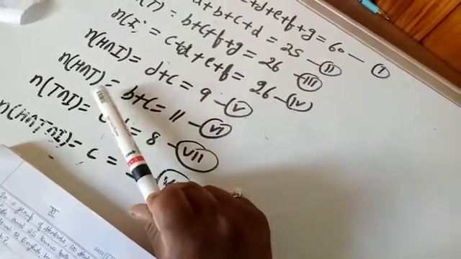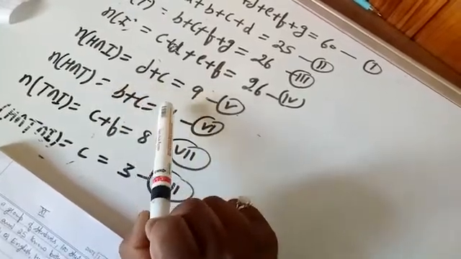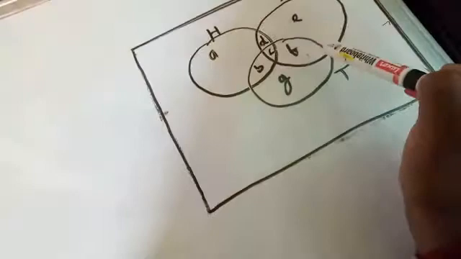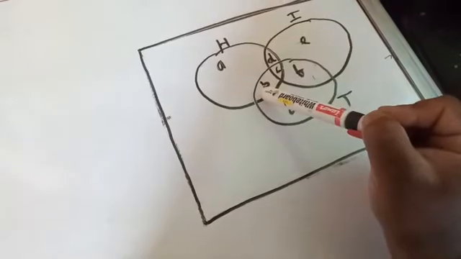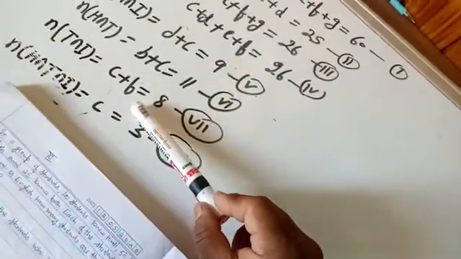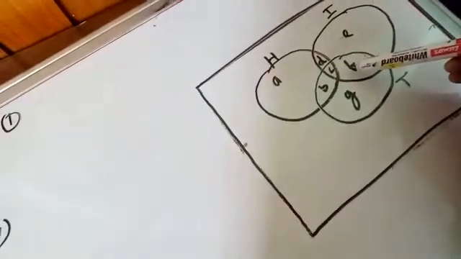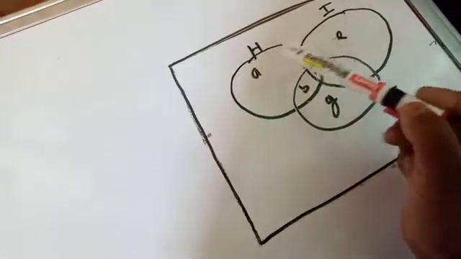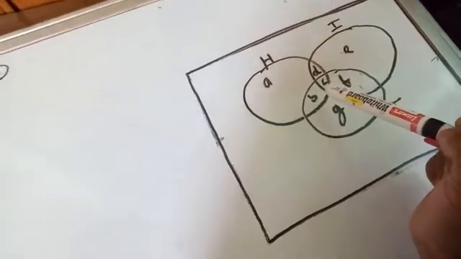And the number of people reading both H and T, that is 11. What part is common between H and T? The common part is B and C. So B plus C is 11. Similarly, for both newspapers T and I, T and I means C plus F is equal to 8. And the number of people who read all 3 newspapers, the common part is C. C is equal to 3. That is given. So these are the equations in the question.